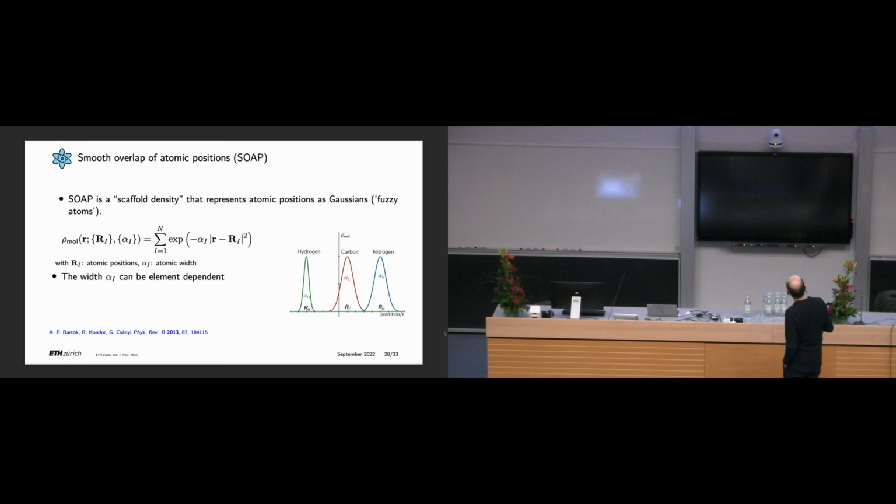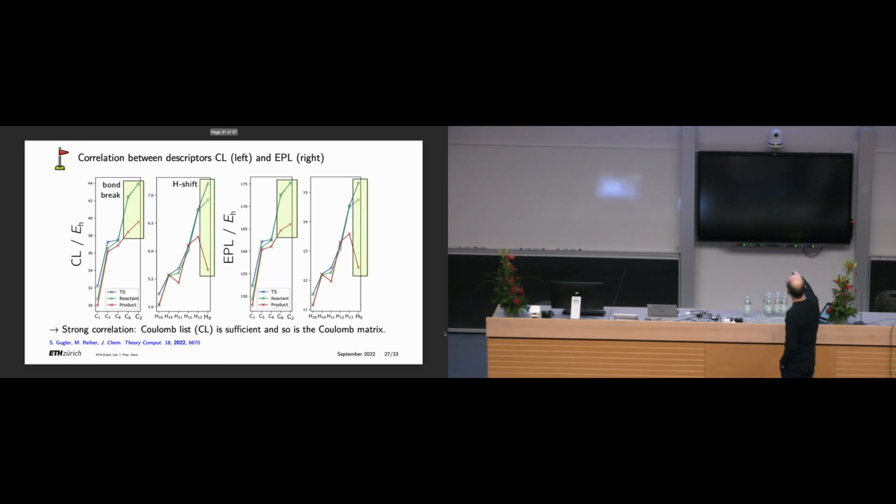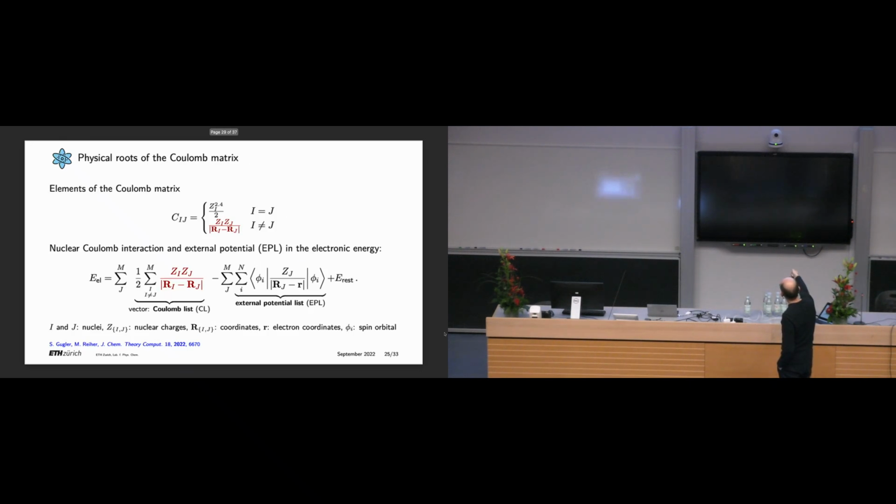Now let's look into the smooth overlap of atomic positions. Just a second, I forgot to mention. Also, the Coulomb list by design, let me go back to the equation. By design, since we have this resolution that we get this term for each atom J, it can be used as a complete substitute for the Coulomb matrix. The Coulomb matrix typically involves the diagonalization, where you lose information and you take the eigenvalues in the machine learning process.